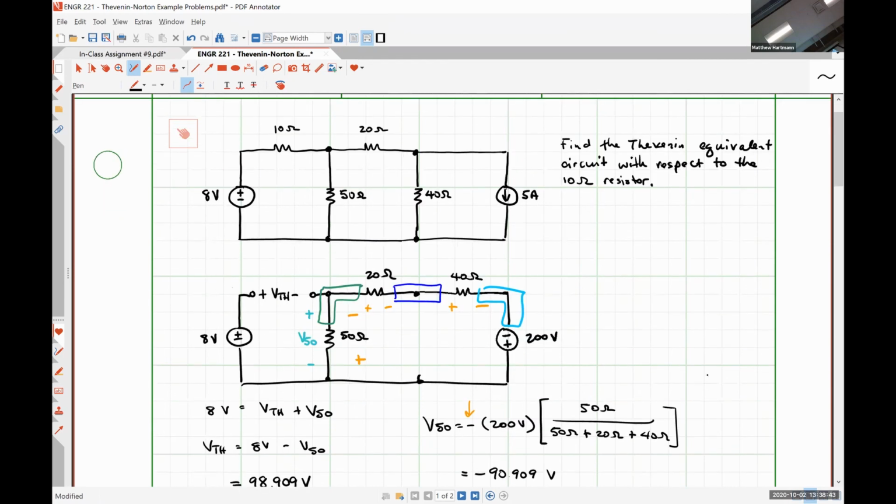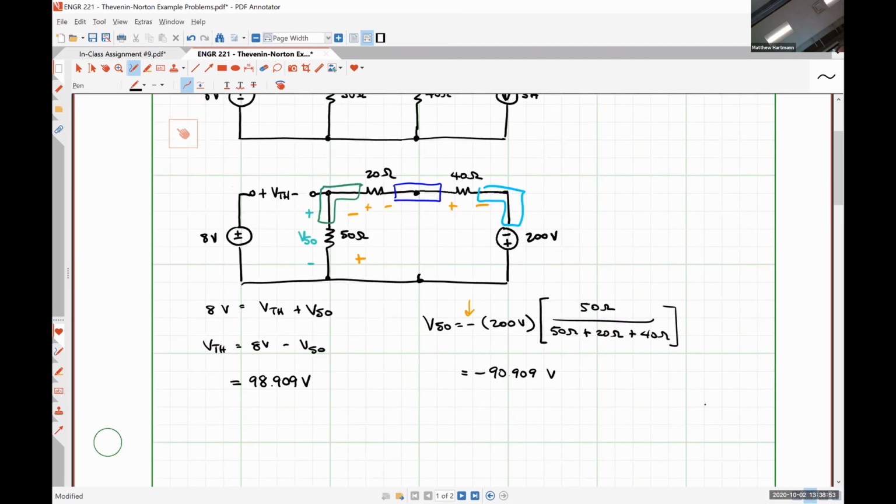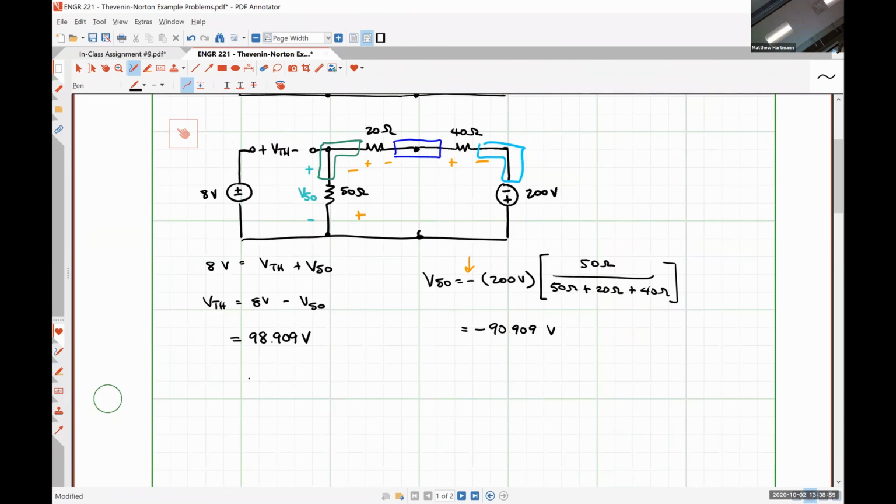All right, so the Thevenin equivalent circuit is formed with the Thevenin voltage in series with a Thevenin equivalent resistance. And so the Thevenin equivalent resistance, we're going to start with the exact same circuit that we had at the beginning with the 10 ohm resistor removed. And then I'll talk about it for a moment.